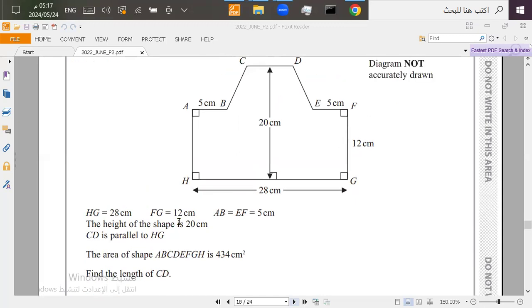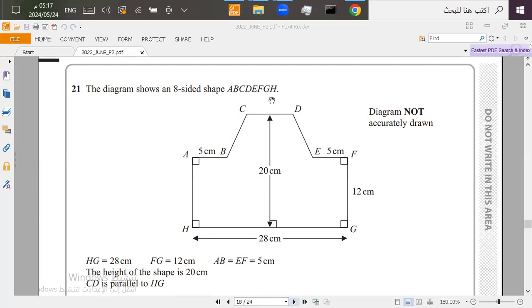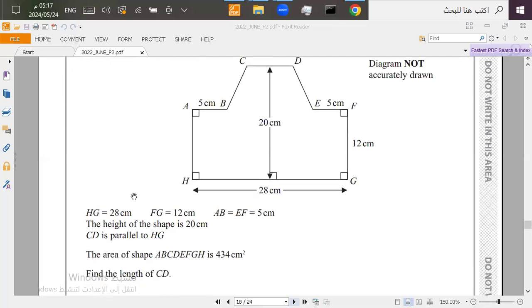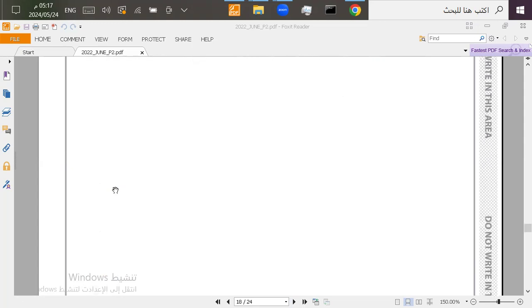CD is parallel to HG. CD and HG are parallel. Now, the question is, the area of the shape from A to H, so from A to H, it goes that way. The whole area is 434. Find the length of CD, which is here, CD. They need us to find the length of CD.